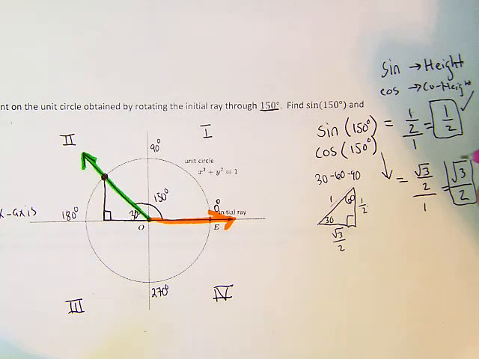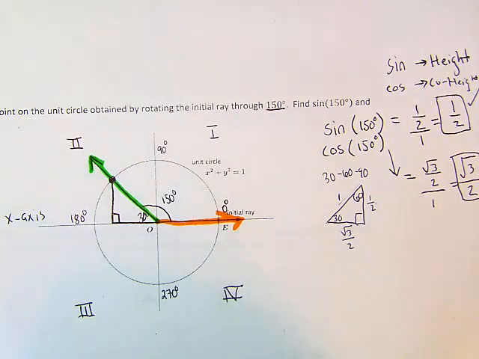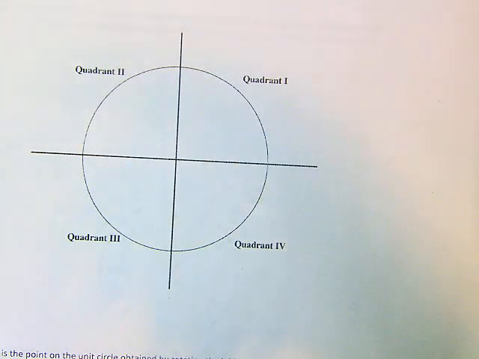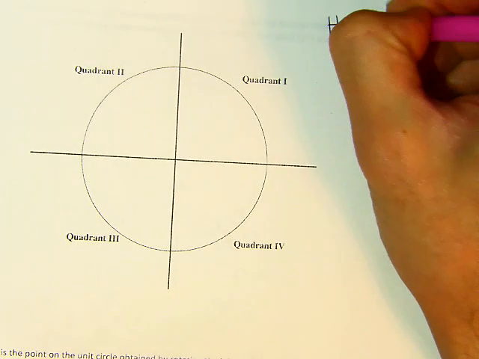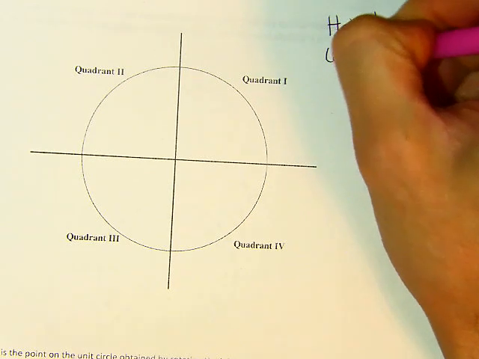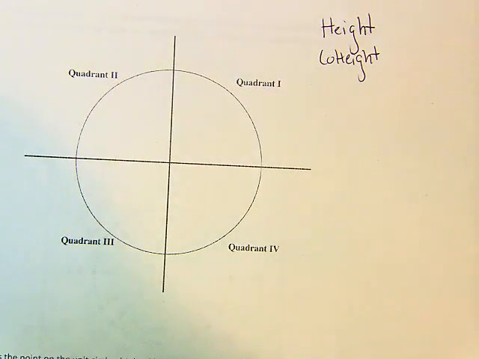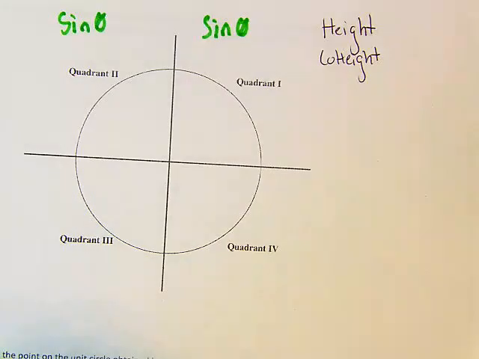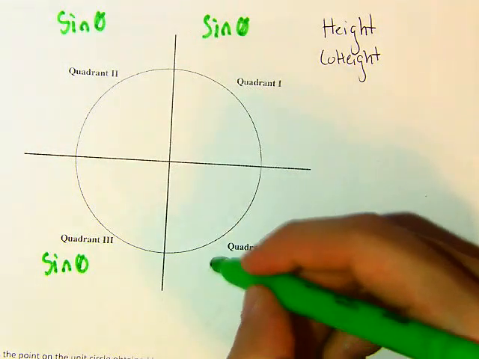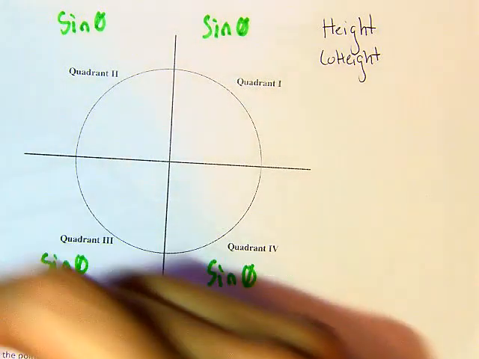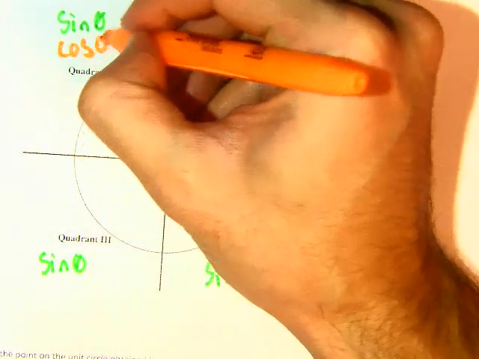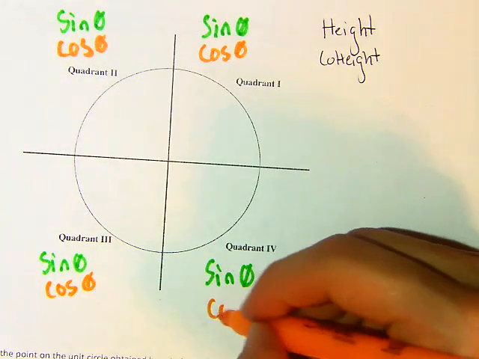But this is not 100% correct. What we have to do real quick is, do we have this picture over here? Hopefully you have it from the last video. Remember, think height and think coheight. Here, we'll put sine of theta over here, over here, and over here. Let's put cosine theta, right? And this will all make quick sense in a second. So cosine theta, cosine theta, cosine theta.